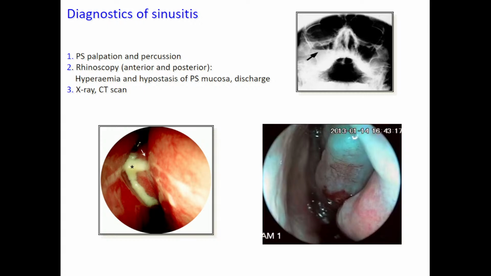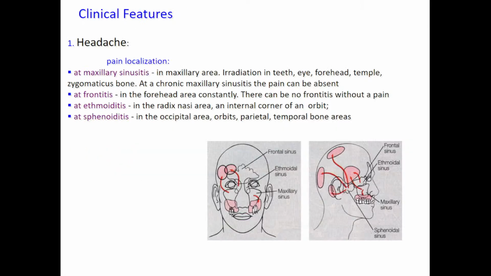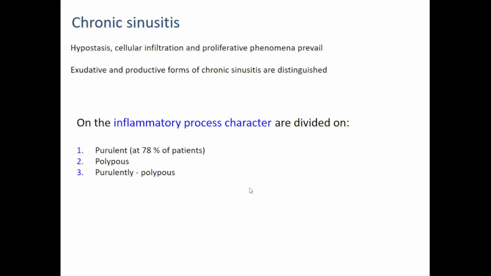After this, we do palpation and percussion. So in a case of frontal sinusitis, there will be pain at the projection of the first branch of the trigeminal nerve. In the case of maxillary sinusitis, there may be pain at the projection of the second branch of the trigeminal nerve, and there may be pain during percussion over these sinuses.